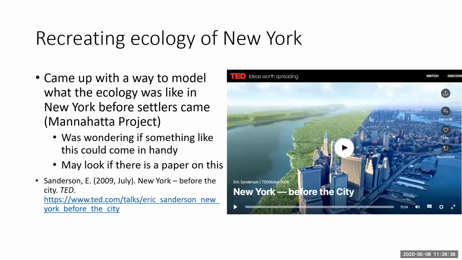And then there was this one, which was Eric Sanderson, who came up with a way to model the ecology of Manhattan Island, which is where Manhattan is today. He was able to figure out probable areas of where some Native Americans were settling in that area, due to a bunch of different factors.